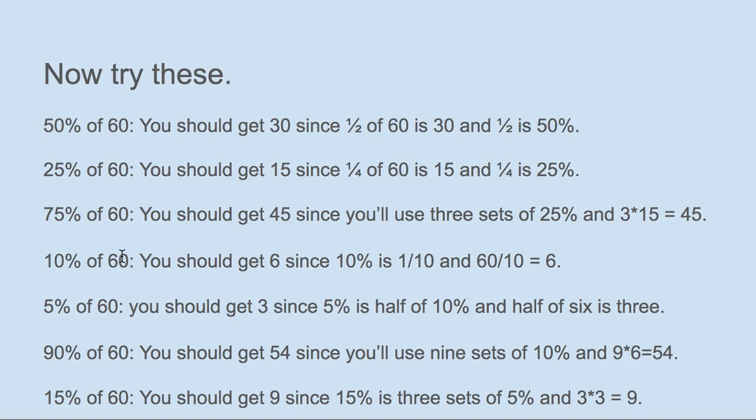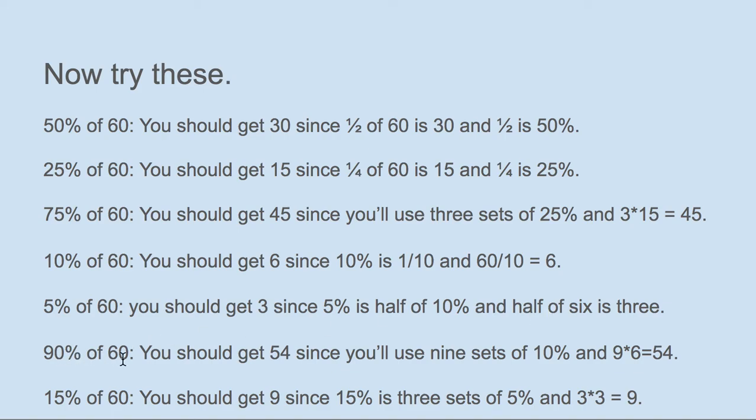10% of 60, you should get 6. Remember that 10% is 1/10, and that means divide by 10. 60 divided by 10 is 6. For 5% of 60, you should get 3. Remember that 5% is half of 10%. We just said that 10% was 6, and half of 6 would then be 3.